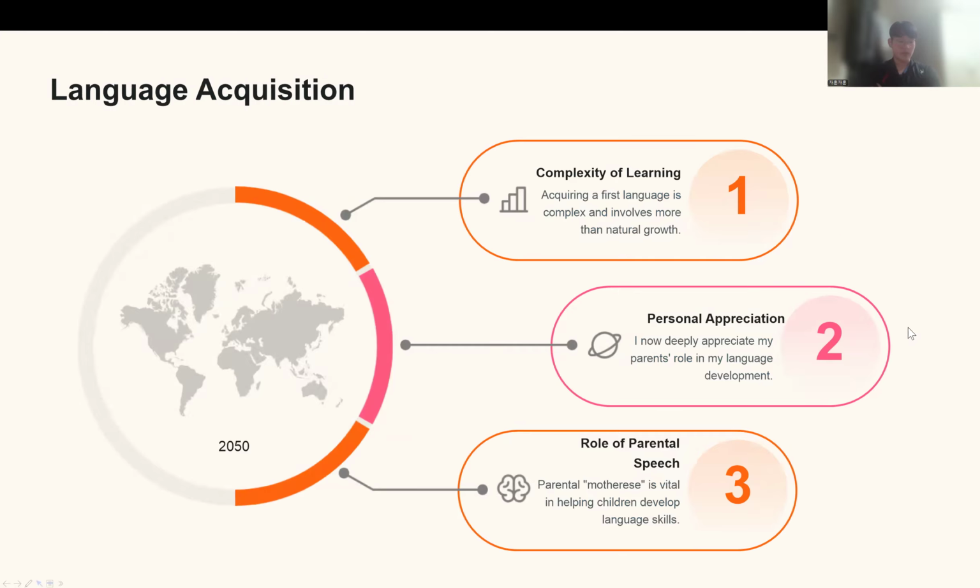Secondly, I learned that babies don't acquire language naturally. I never thought that teaching a baby a language is a hard thing, because as far as I remember, I was very fluent with my mother language. But after studying this part, I really realized that teaching babies how to speak is a very important and very complex job to do.